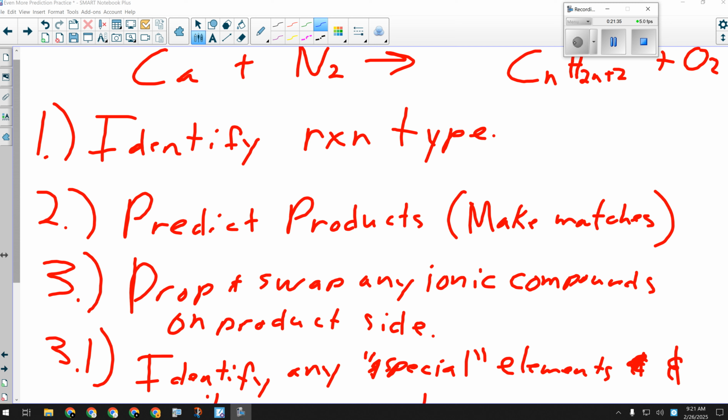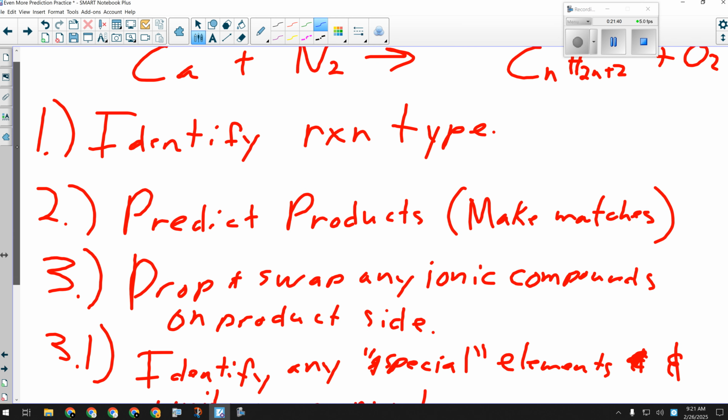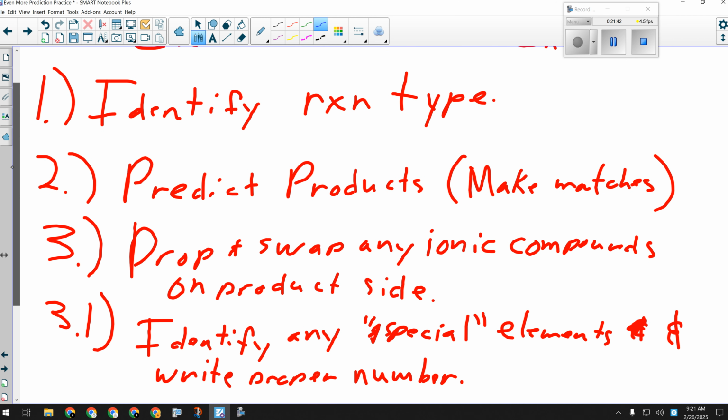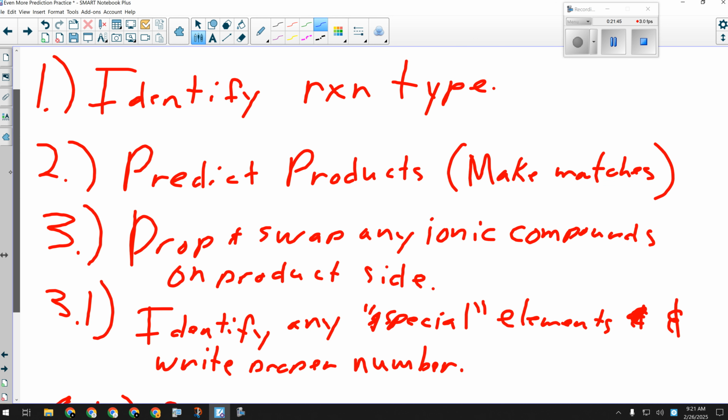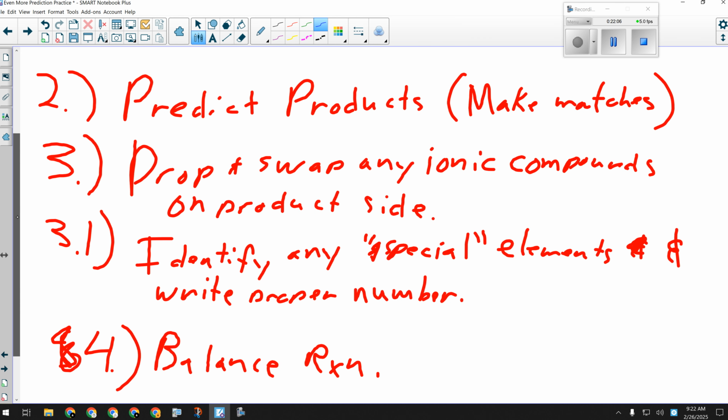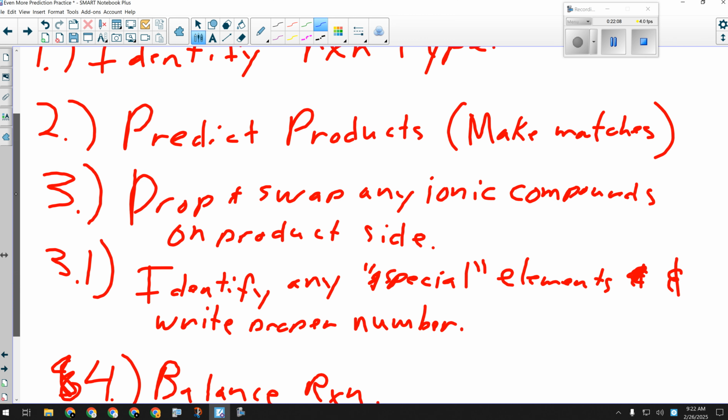Here's what I would like you to do. Somewhere in your notes, copy down these steps for predicting the products of a reaction. RXN, shorthand for reaction. First, identify the reaction type. Then use the pattern to predict the products. Drop and swap any ionic compounds on the product side. Identify any special elements and write the proper number. And the last step is, of course, to balance the reaction.